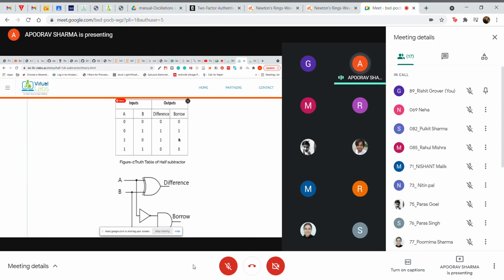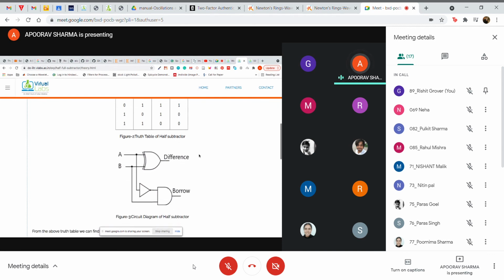In case of half adder, your carry output was there. And what was this carry output? That carry output was generated when your input was AB. In the case of your half subtractor circuit, when your input sequence is A bar B, then your output borrow is generated. So that is the only difference between the half adder and half subtractor circuit in terms of Boolean expressions.